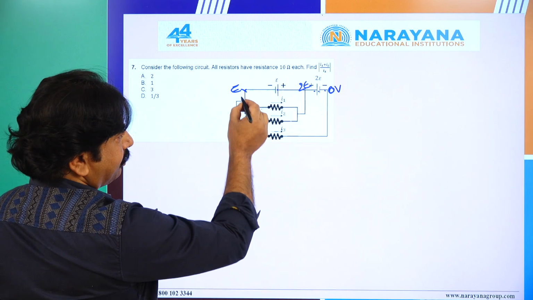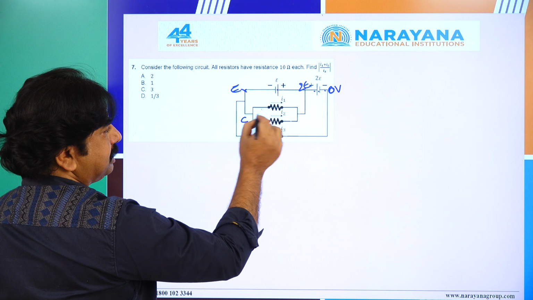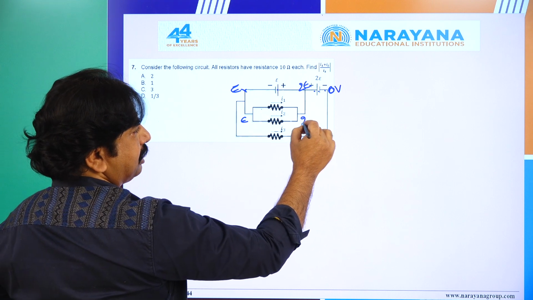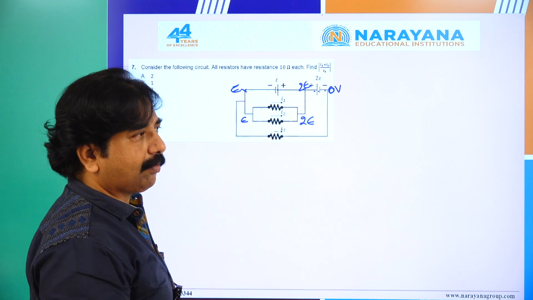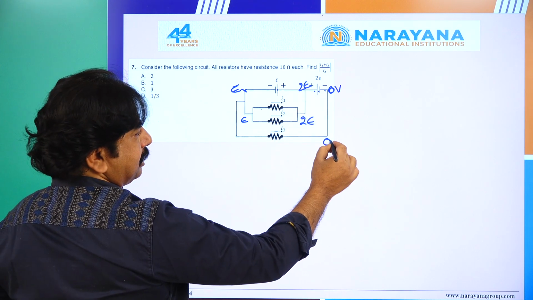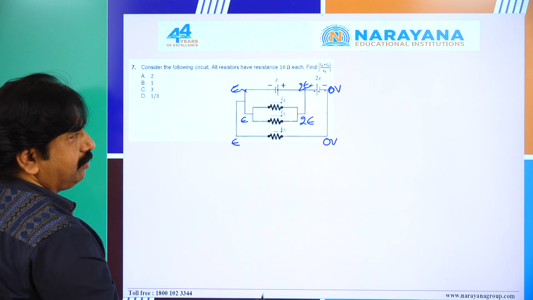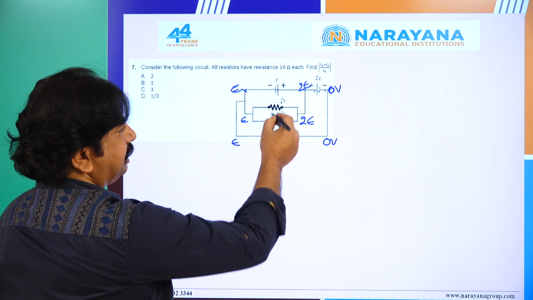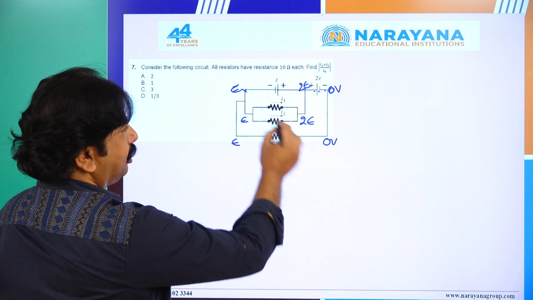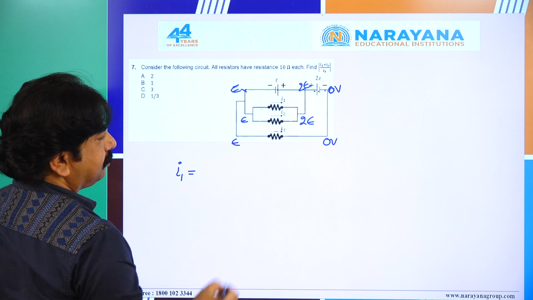At the same time, these are only the connecting wires. You know, this is E also. This one is also equal to 2E. And again, this end is 0 volts and this end is E volts. We know very well, each and every resistance is R only. Now directly we can apply I1 is equal to.